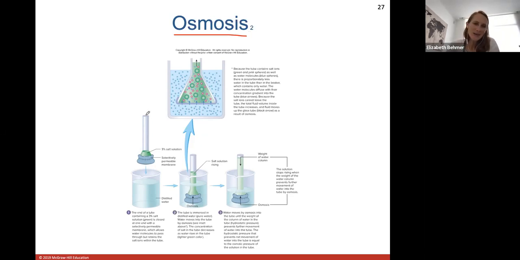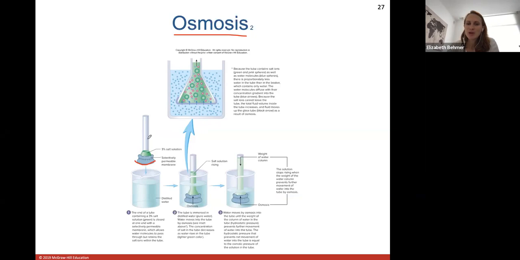So this really famous experiment is we take a beaker that's covered at the end with a selectively permeable membrane. That means that only water can get through this membrane. Whatever is inside in this green fluid, whether that's salt or sugar, cannot get out. So we have a 3% salt solution, filled up with salt crystals, and a selectively permeable membrane at the bottom.